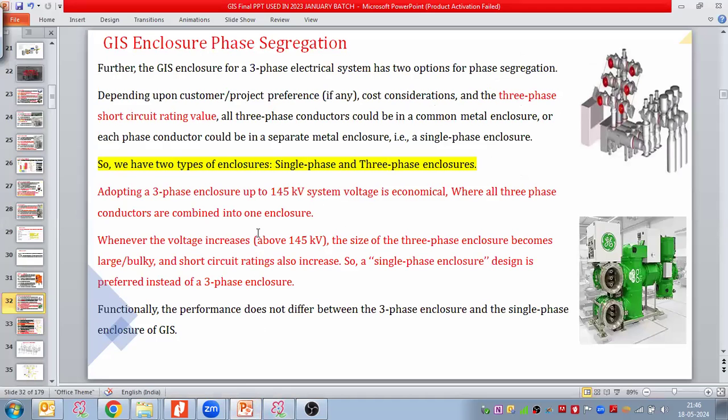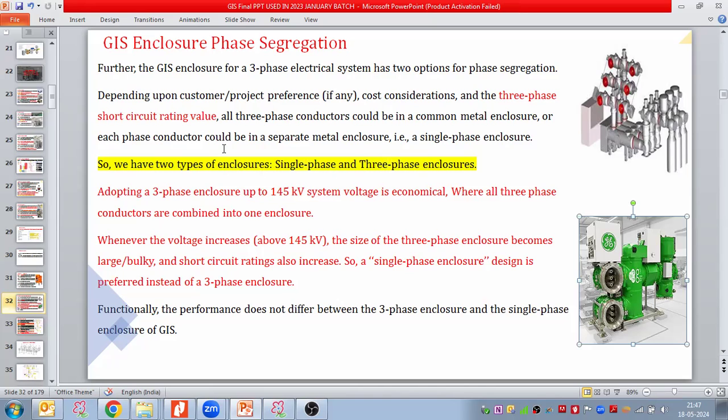The general practice is that a GIS enclosure for a three-phase electrical system has two options for phase segregation, and this depends on the customer or project preference, the cost considerations, and more importantly, the three-phase short circuit rating value. All three-phase conductors could be in a common metal housing or metal enclosure. This is option number one. You can see here the RYB phases placed in a common metal enclosure.